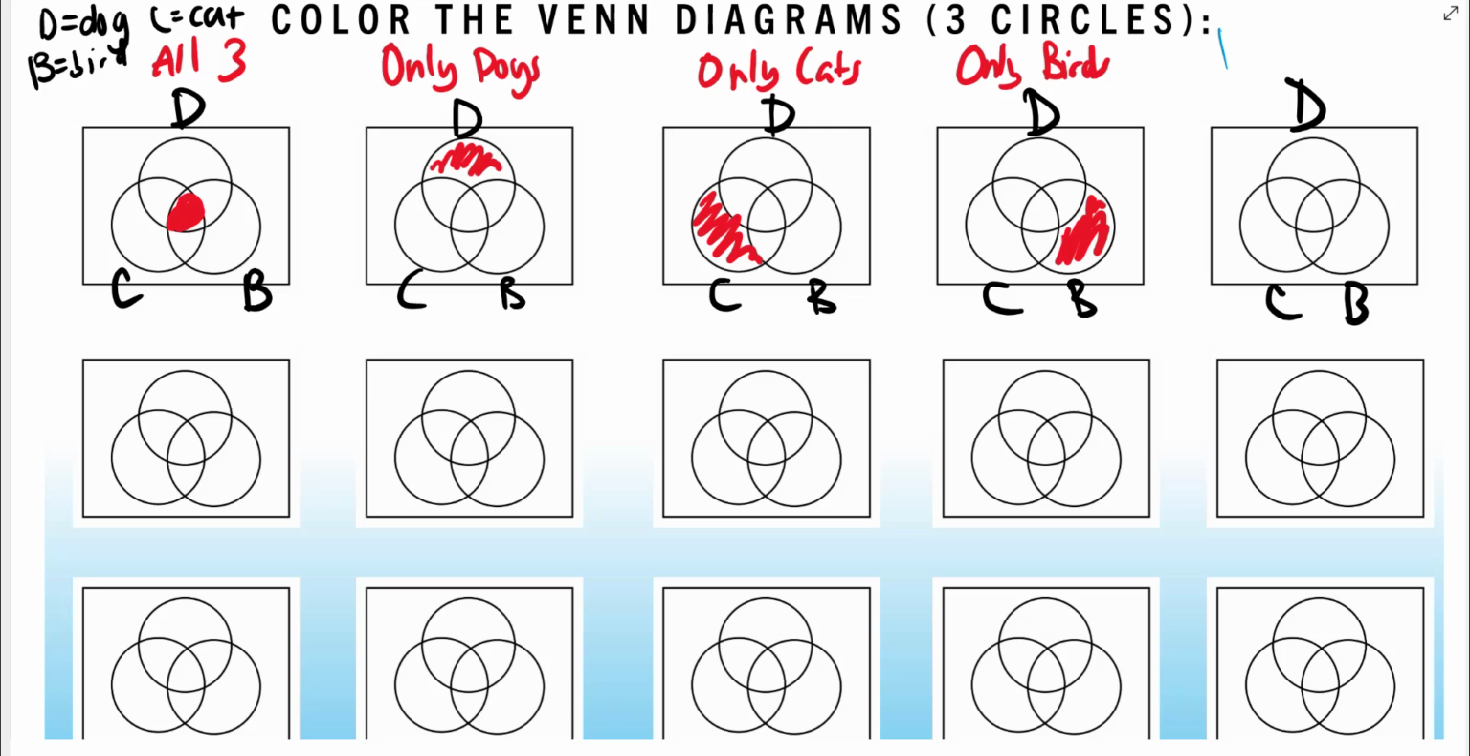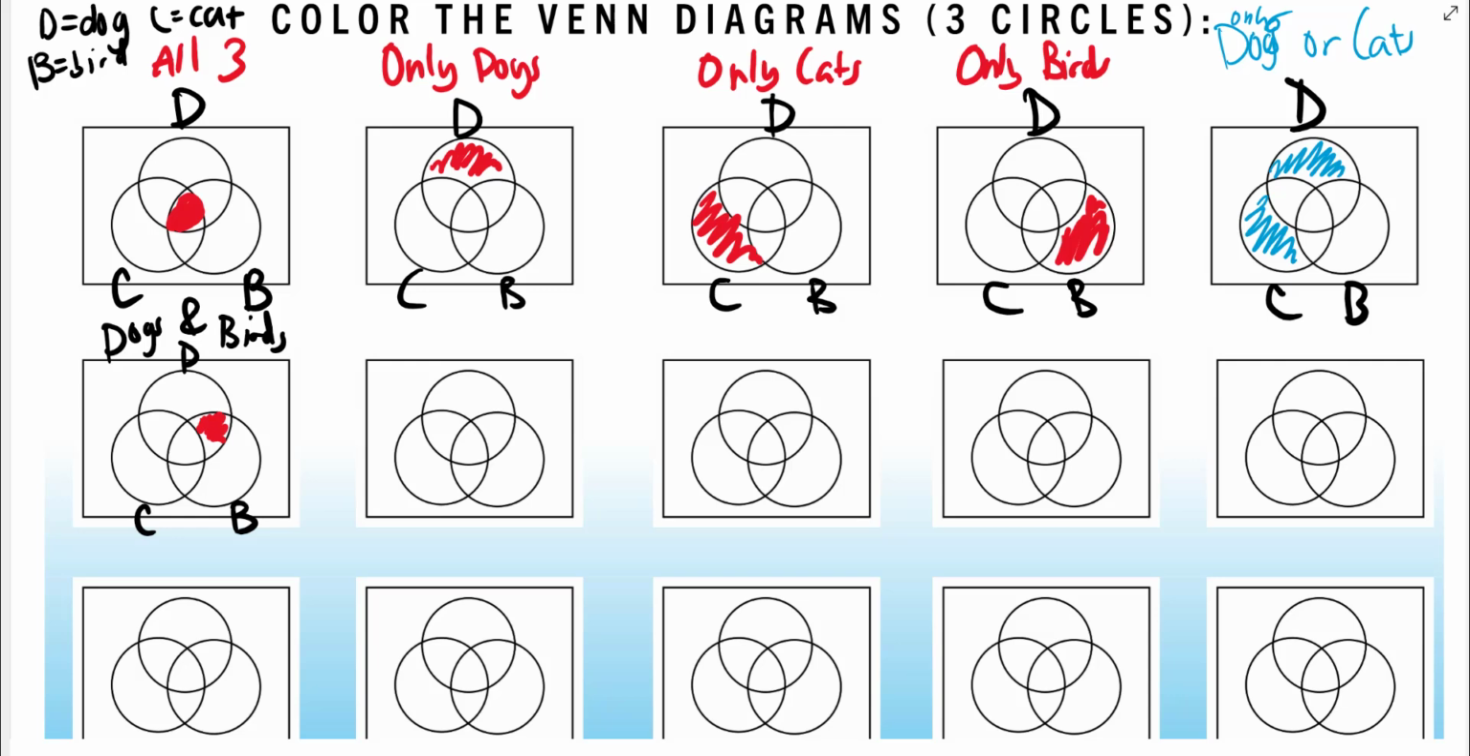So what if we did dogs or cats? They only have dogs or cats. Another one that we could do would be birds and dogs. So we have, this is dog, cat, and bird. So how many people have dogs and birds? That would be where they cross over right here.